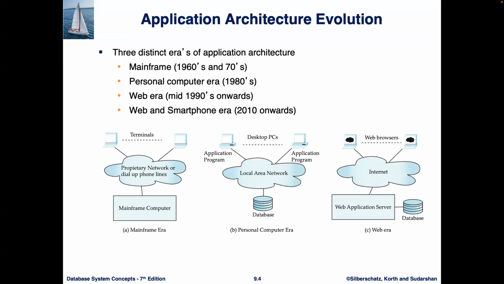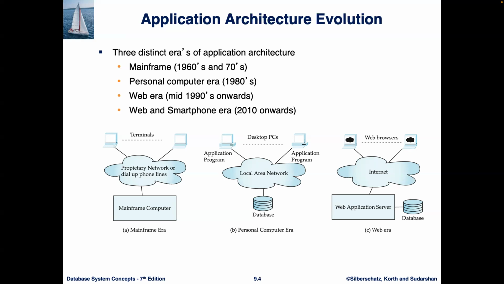Application architecture has changed over the decades. We can identify four key eras. Mainframe era, 1960s and 70s. Back then, applications were run on large mainframe computers, which were expensive and used mainly by large organizations. All the processing and data storage were centralized. Personal computer era, 1980s. As personal computers became more common, applications shifted to being installed and run locally.